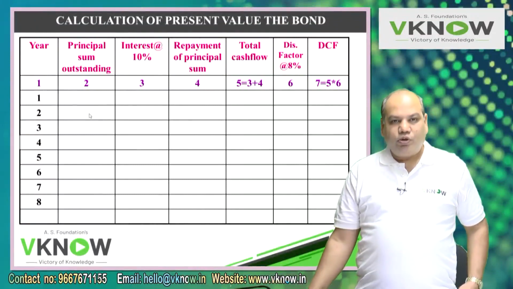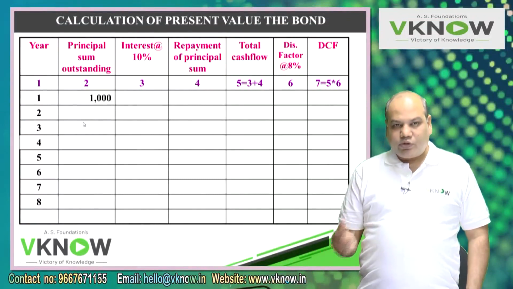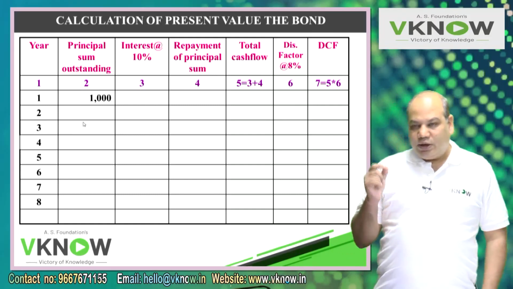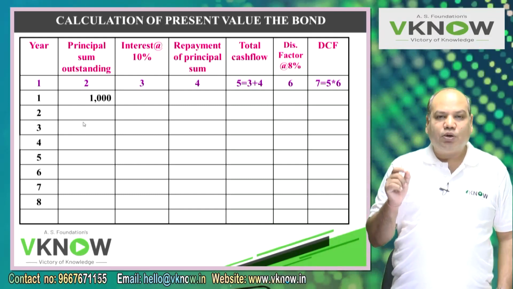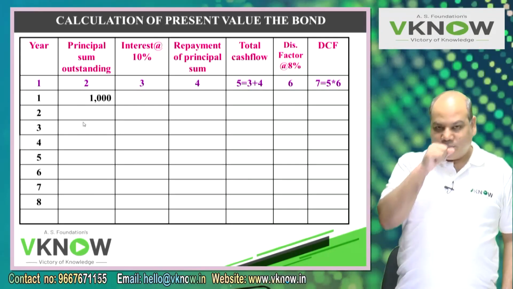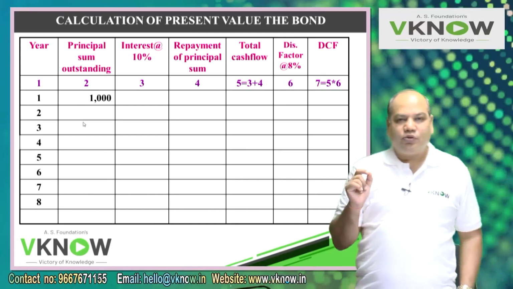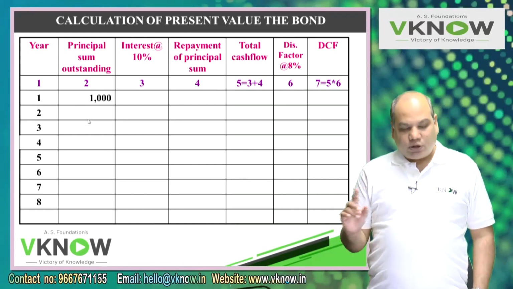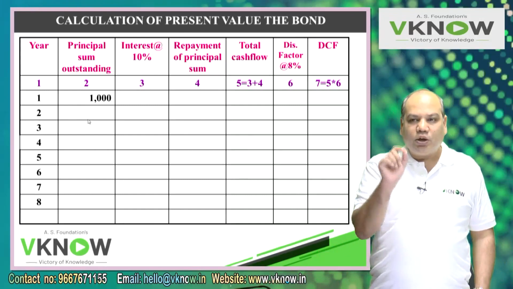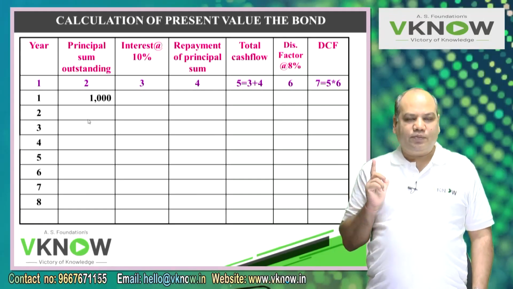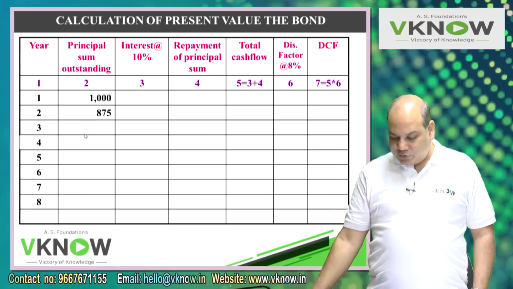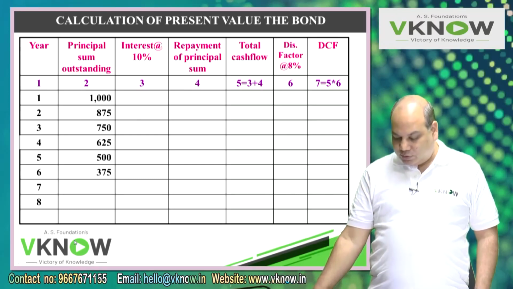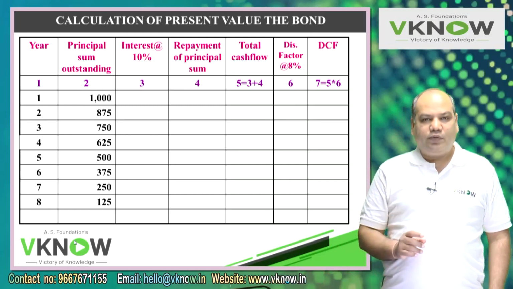This column number 2, what is the purpose? The purpose is to find out the interest. So for that I need to know what was the principal sum outstanding at the beginning of that year. So in first year we have issued bond of 1000 rupees. So I have to pay interest on 1000. Now take your calculator. 1000 minus 125, 875 minus 125, 750, 625, 500, 375, 250 and 125.